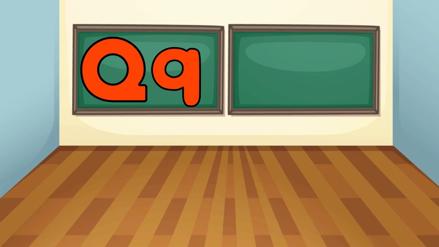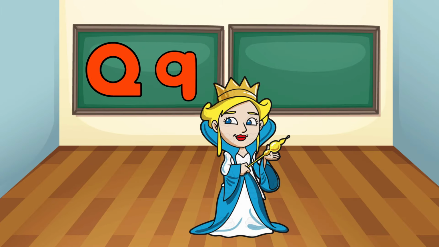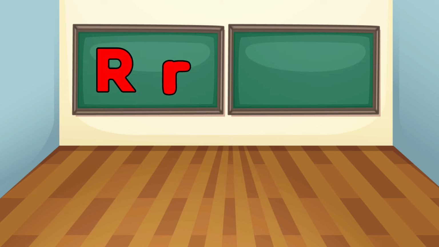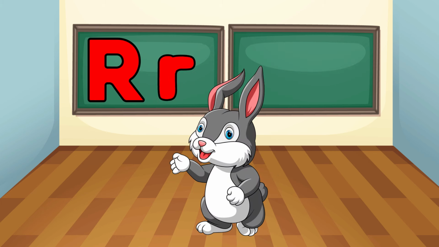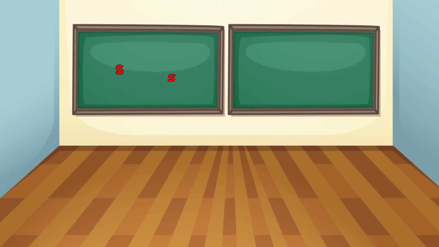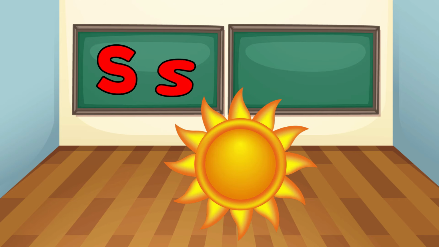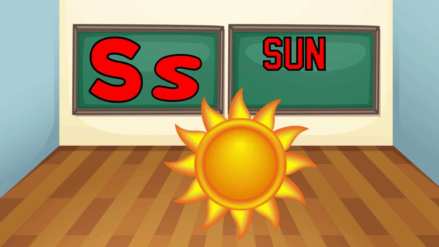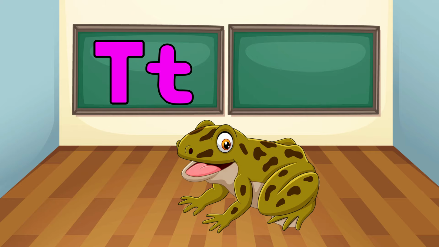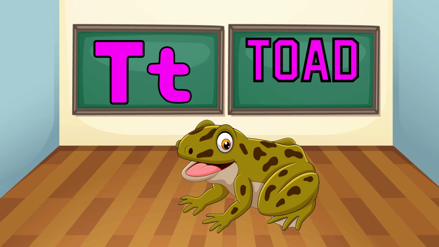Q is for queen, q, queen. R is for rabbit, r, rabbit. S is for sun, s, sun. T is for toad, t, toad.